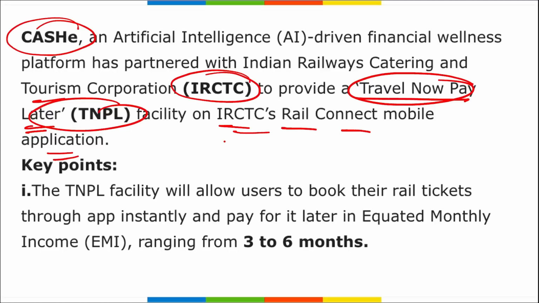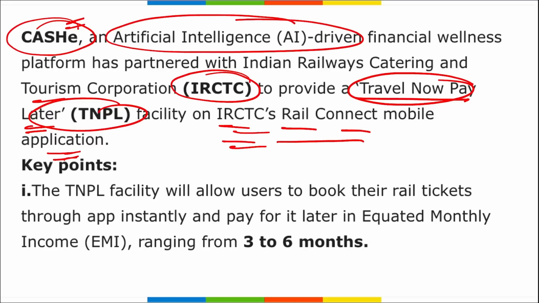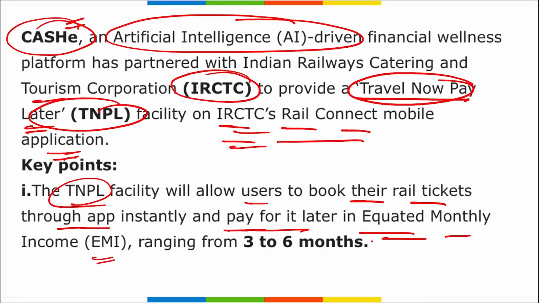This facility will be provided on IRCTC's Rail Connect mobile application in collaboration with Cashe, the artificial intelligence driven financial wellness platform that helped IRCTC implement this feature. The travel now pay later facility will allow users to book their rail tickets through the application instantly and pay for it later in equated monthly installments, that is EMI, ranging from 3 to 6 months.